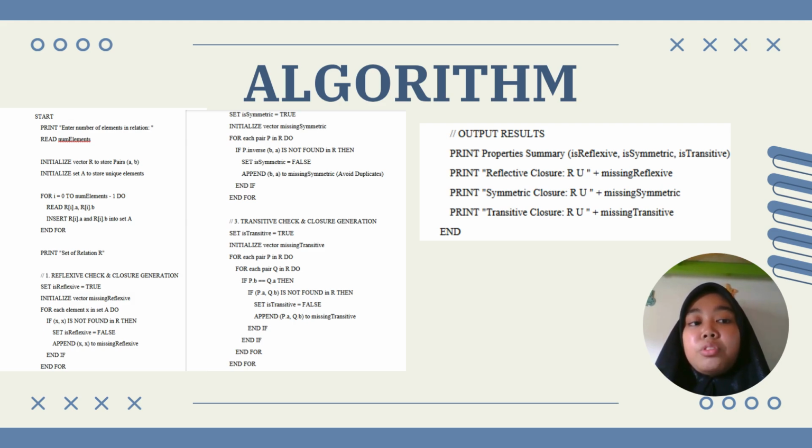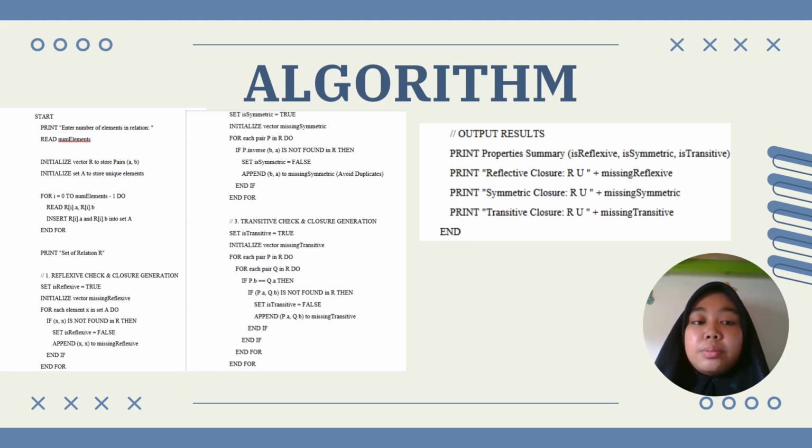The program uses nested loops to trace cross-chain connections. If it finds a pair (A, B) and another pair (B, C), where the second element matches the first element of the next pair, it immediately looks for the direct link (A, C). If (A, C) does not exist, transitivity fails and the missing path is recorded.